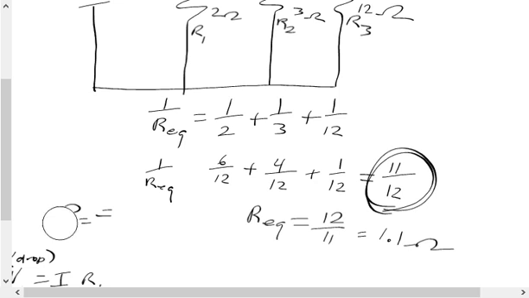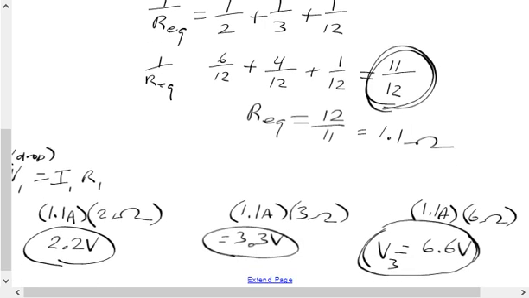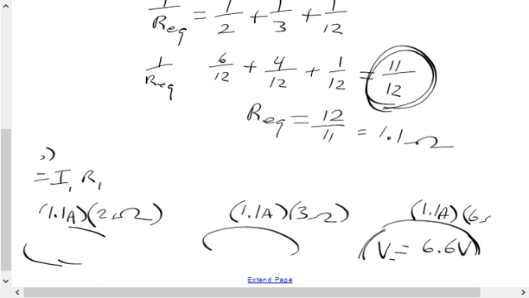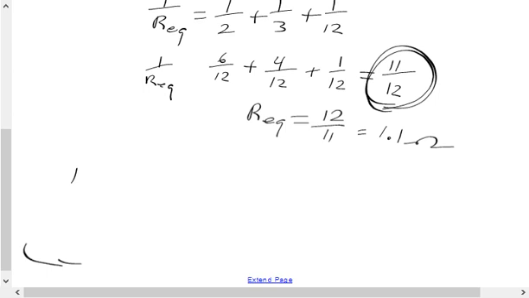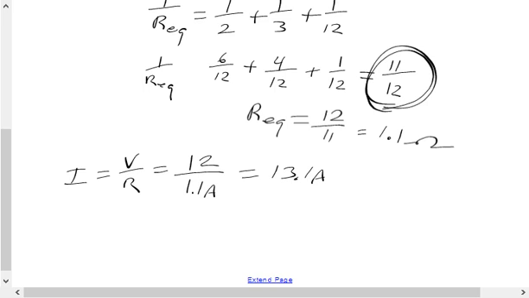All right, so what about the current? Let me go down a little bit and erase this stuff from before. So I need to now find the current. So the current across the entire circuit is, again, equal to V over R. The voltage is 12 volts. The resistance is 1.1 ohms. And I believe that gives us 13.1, yet again, 13.1 amps.